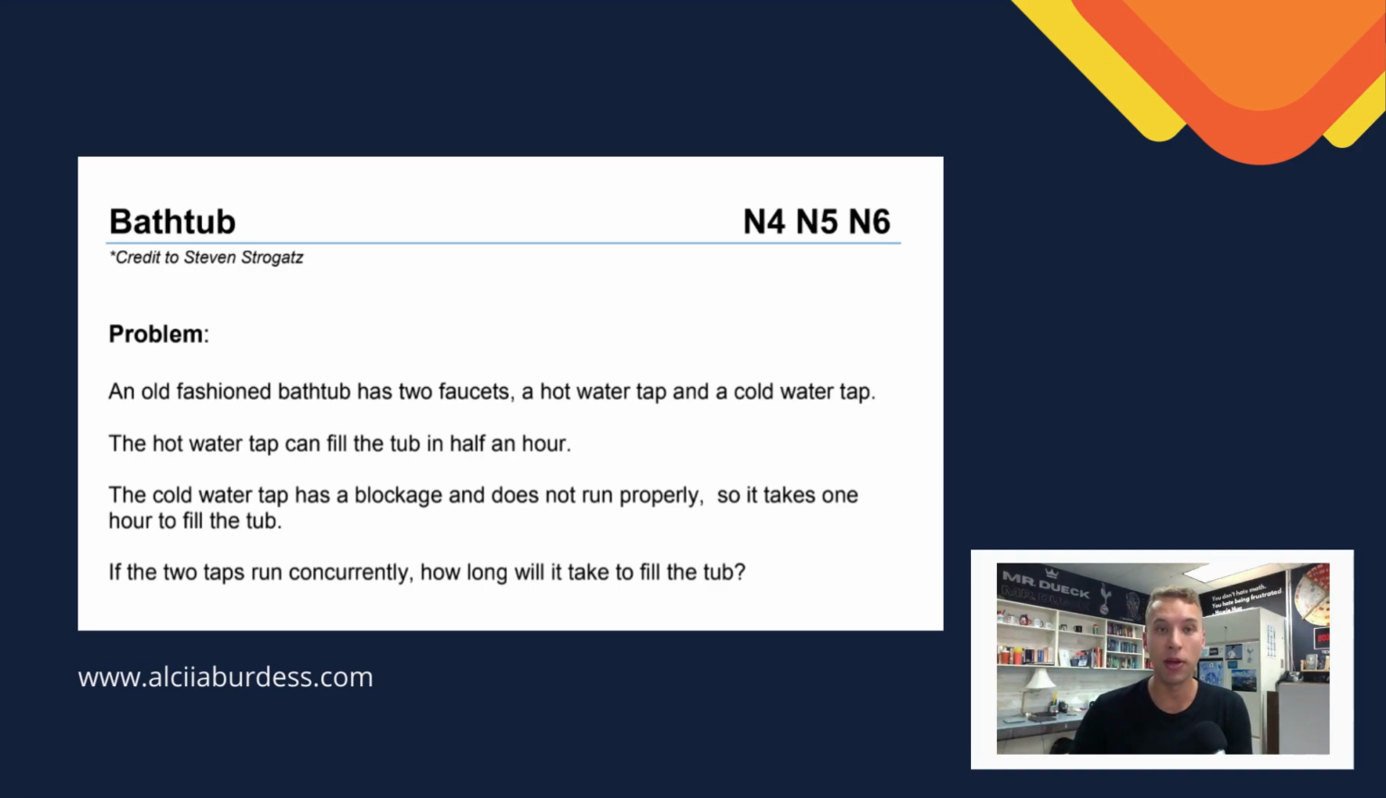In this problem, an old-fashioned bathtub has two faucets, a hot water tap and a cold water tap. The hot water tap can fill the tub in a half hour. The cold water tap has a blockage and doesn't run properly, so it takes 1 hour to fill the tub. If the two taps run concurrently, how long will it take to fill the tub?